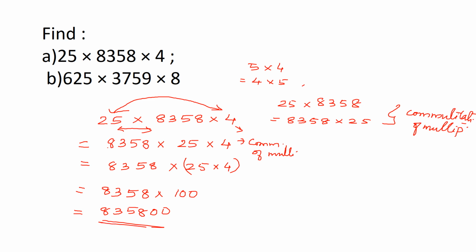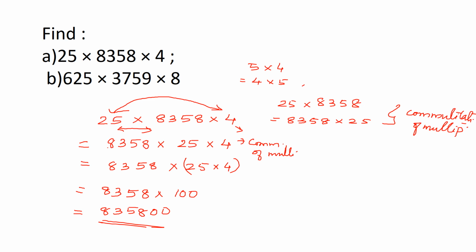Such a big number was given for you to multiply, and you have done it mentally. Mental calculation. You have got the answer without putting those long columns of multiplication, 25 into 8358, then into 4. Without all those, you have found the answer so easily. This is the use of associativity and commutativity.